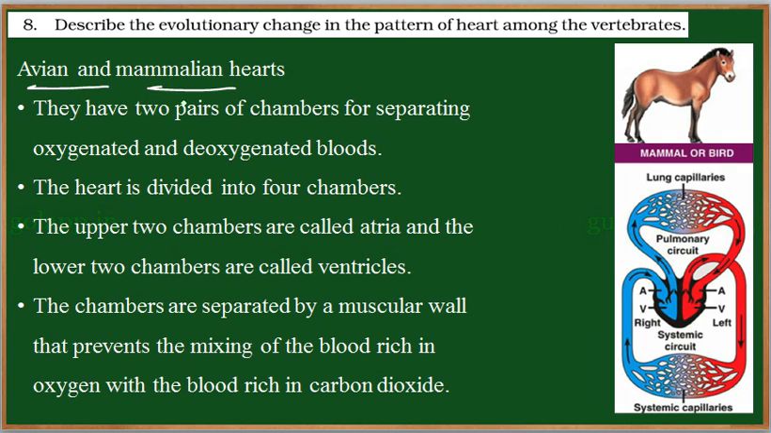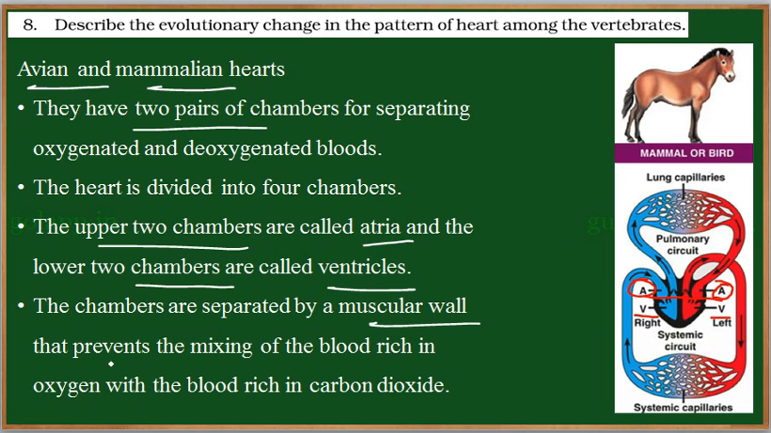and mammals. So in birds and mammals, we can see a four-chambered heart. They have two auricles and two ventricles. The upper two chambers are called auricles, that is atria, and the lower chambers are called ventricles. So here we can see these are the upper chambers, they are auricles, and these two are the lower chambers, they are ventricles. And both the upper chambers are separated by the septum, and both the lower chambers are also separated by the septum.